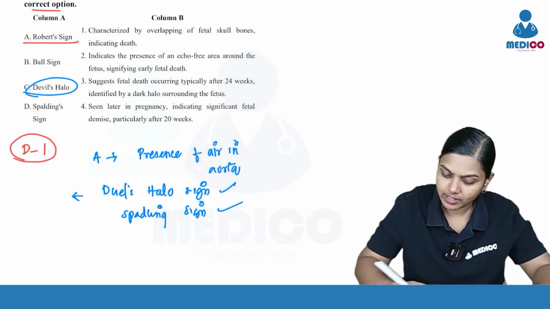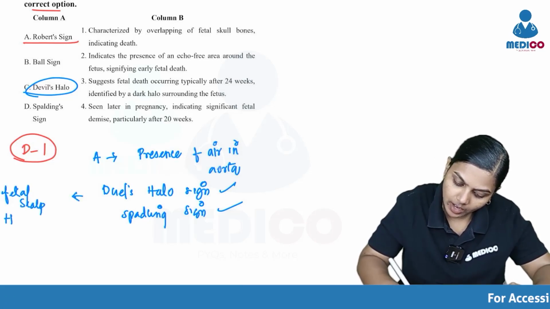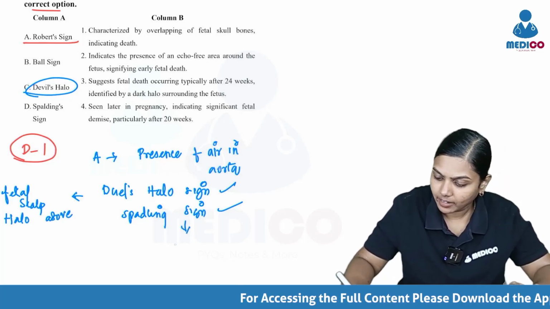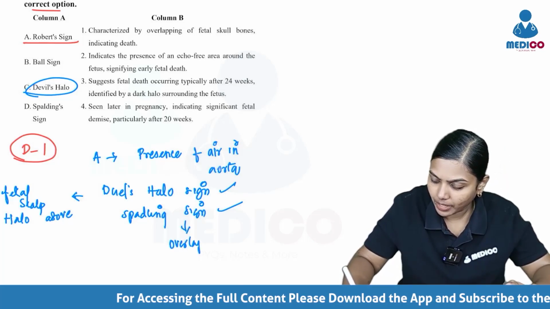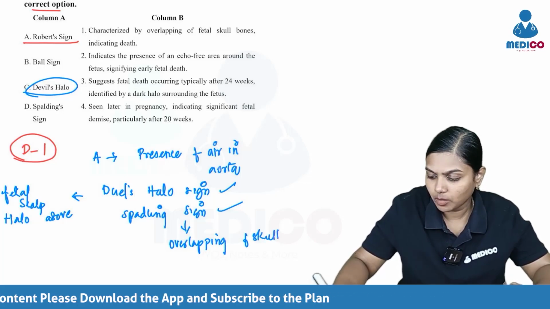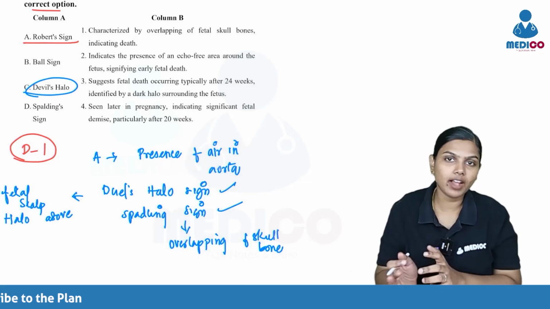Halo sign, it is at the fetal scalp. You will see a halo above it. And Spalding sign, it is overlapping of the skull bones. Okay, so these are the radiological signs, and the rest is about infanticide.